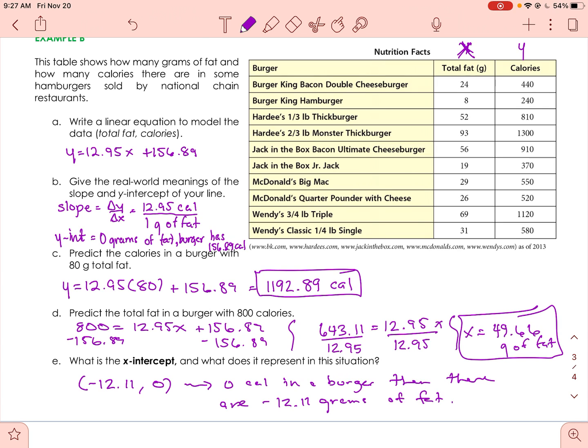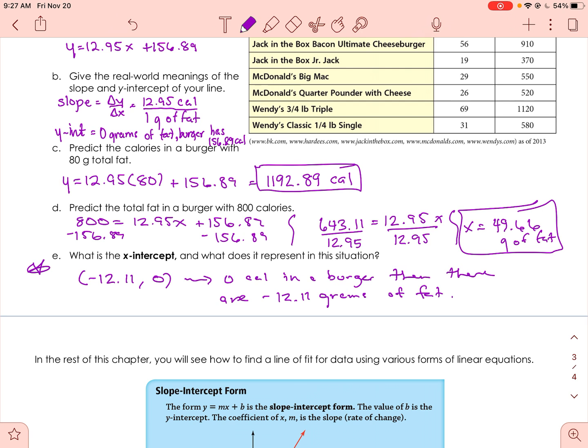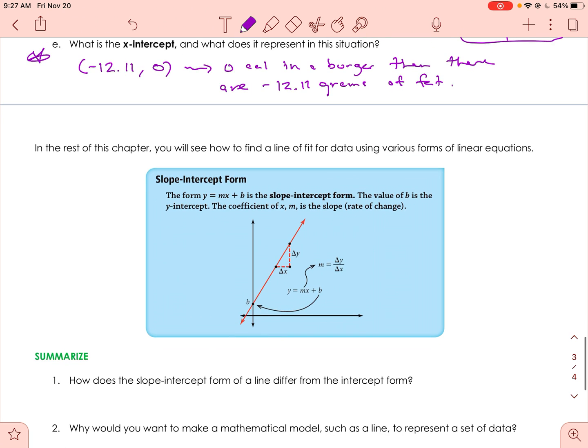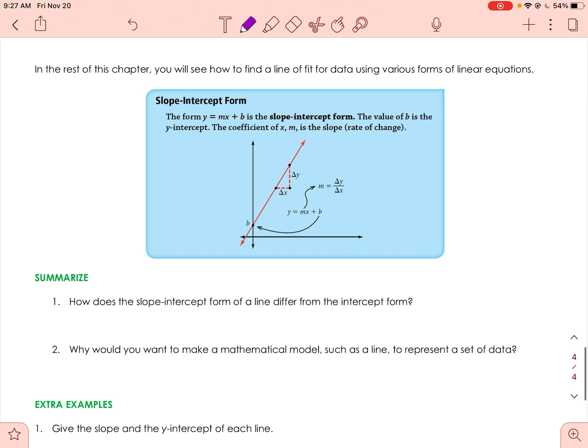If we had to interpret this, we'd say the x-intercept really doesn't mean anything to us because, first of all, a burger cannot have 0 calories. And you also cannot have negative grams of fat. So in this problem, the x-intercept really is not useful to us. It doesn't give us any information. In the rest of this chapter, you'll see how to find a line of fit for the data using various forms of linear equations.